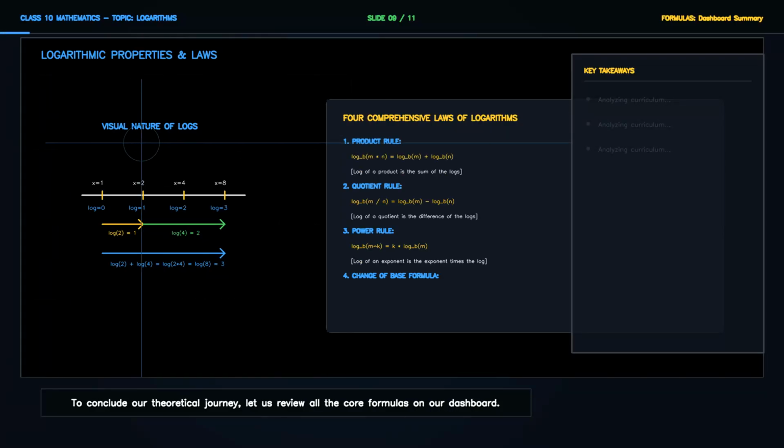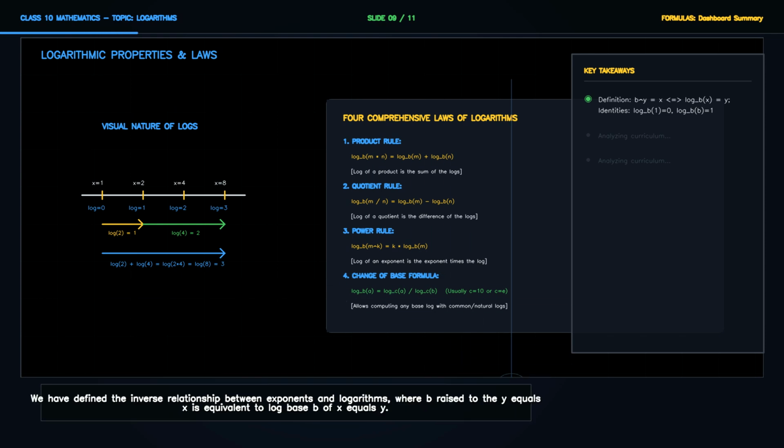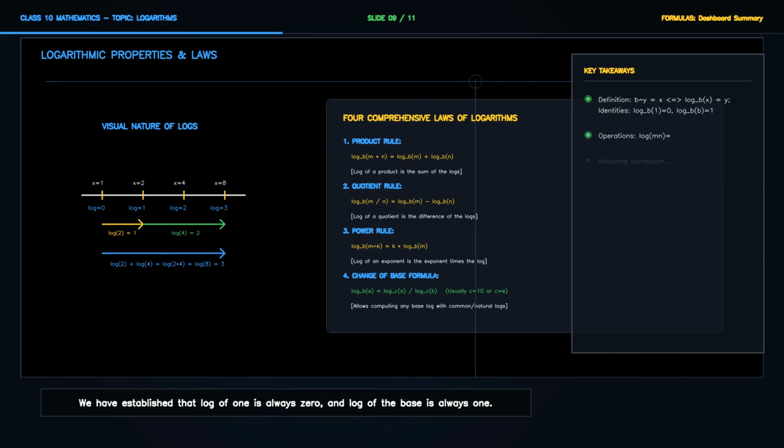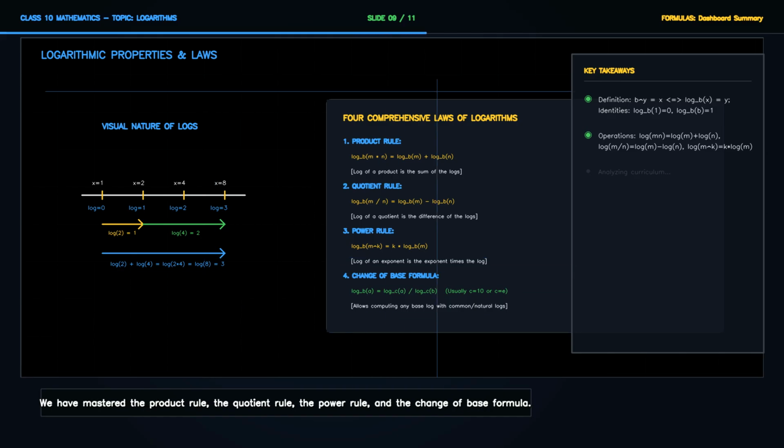To conclude our theoretical journey, let us review all the core formulas on our dashboard. We have defined the inverse relationship between exponents and logarithms, where b raised to the y equals x is equivalent to log base b of x equals y. We have established that log of 1 is always 0 and log of the base is always 1. We have mastered the product rule, the quotient rule, the power rule, and the change of base formula.